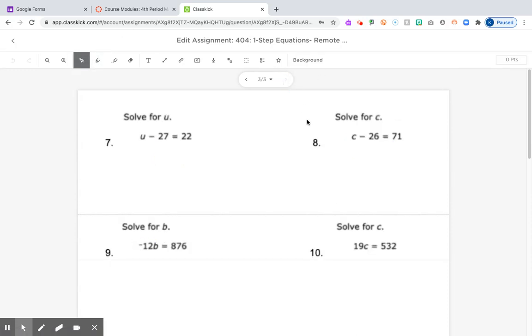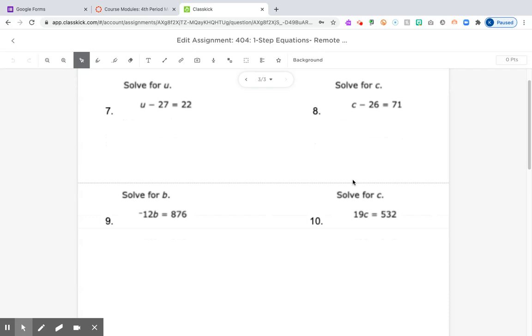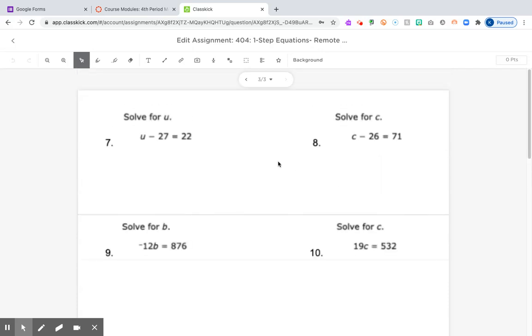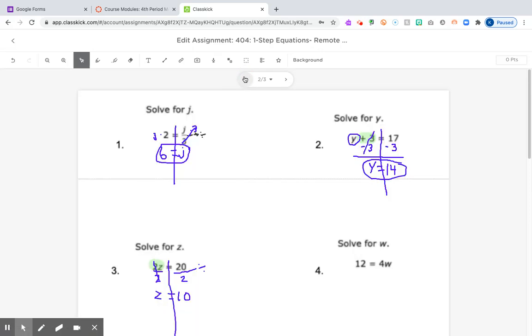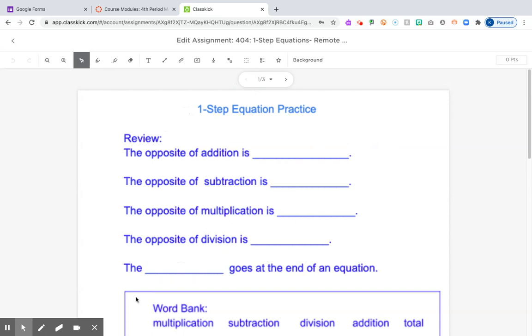And then you're going to go over to the next page and you have some more to do. We're going to practice, practice, practice. We're going to practice those opposites, okay? So remember, opposite of addition is subtraction, and the opposite of multiplication is division. So practice and use your calculator.